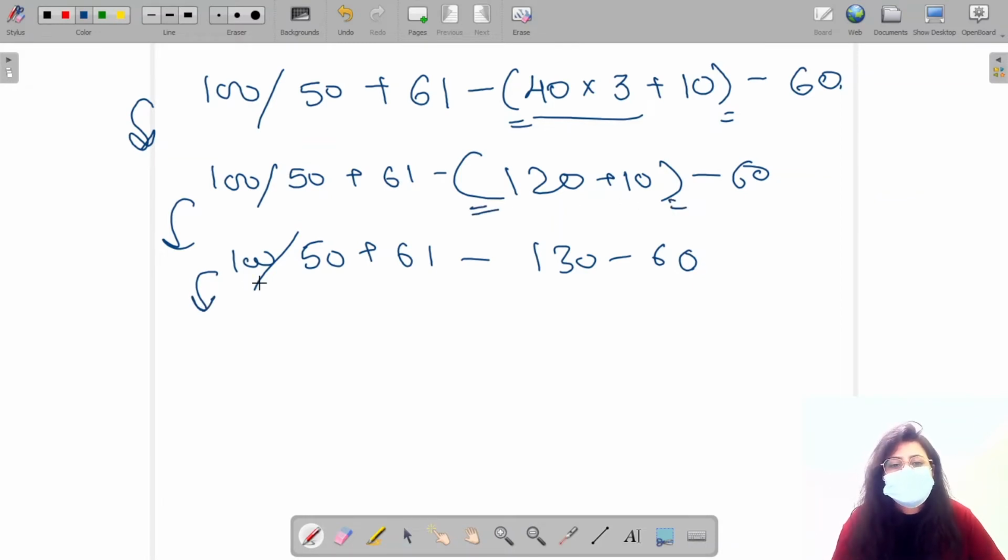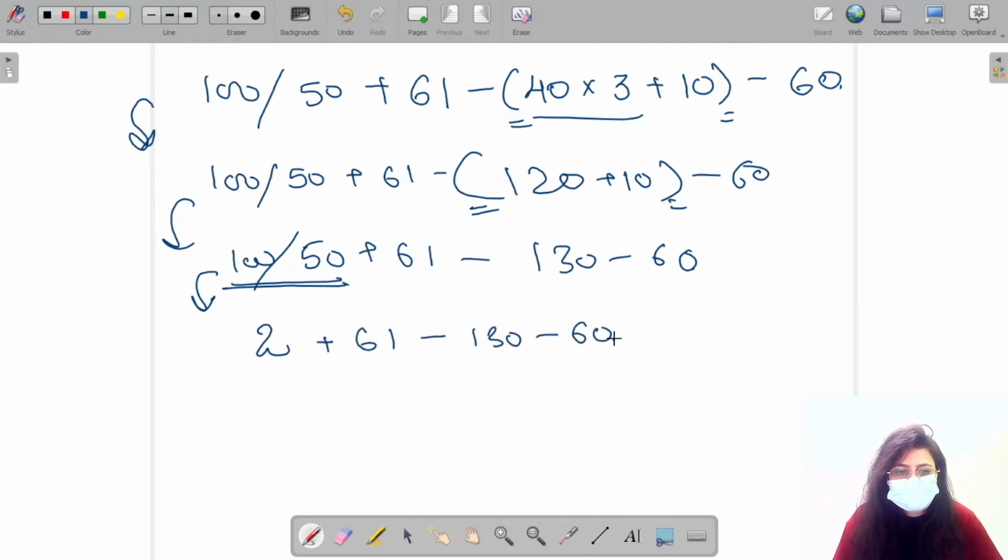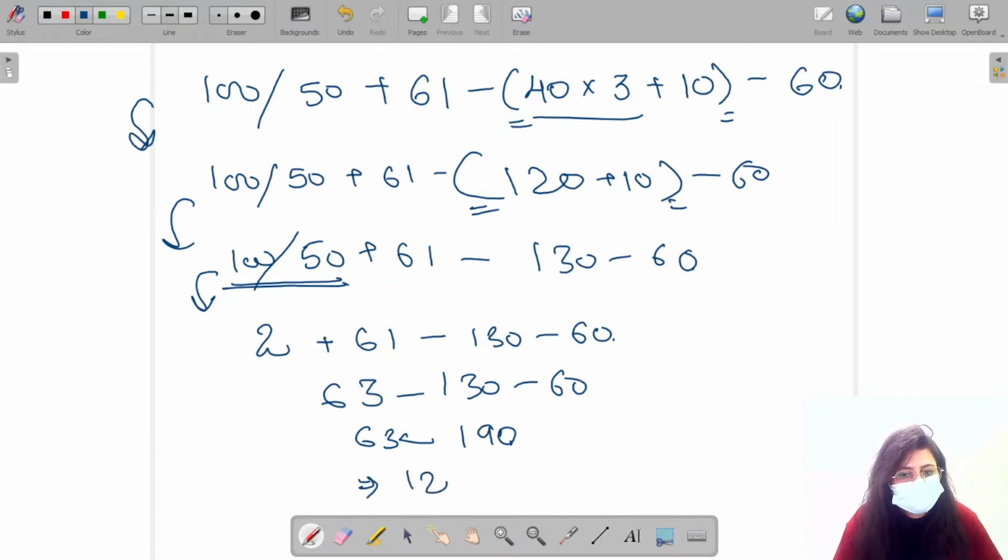Now coming to the multiplication and division operators, we'll solve this first. This would give the answer 2 plus 61 minus 130 minus 60. So it would be 63 minus 130 minus 60. 63 minus 190 would give minus 127. So 127 would be the answer of this equation, right?